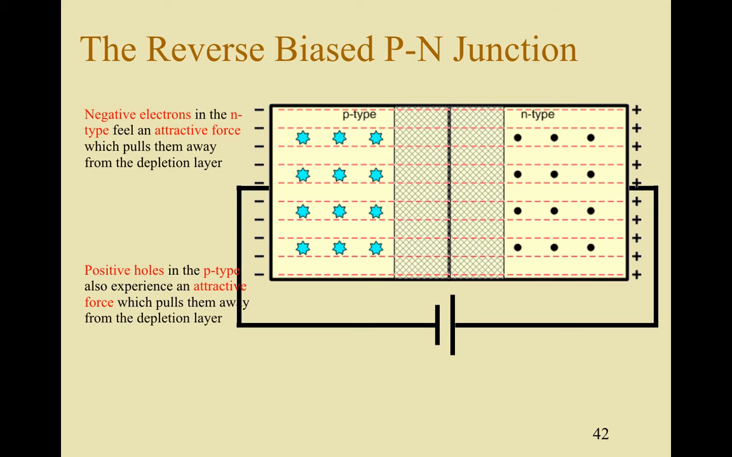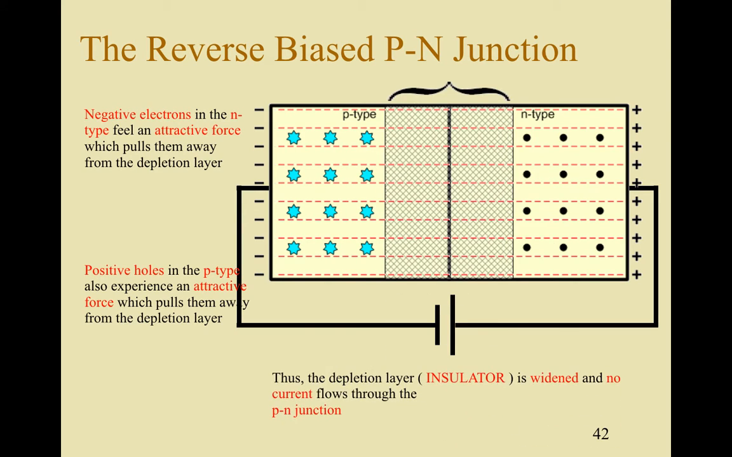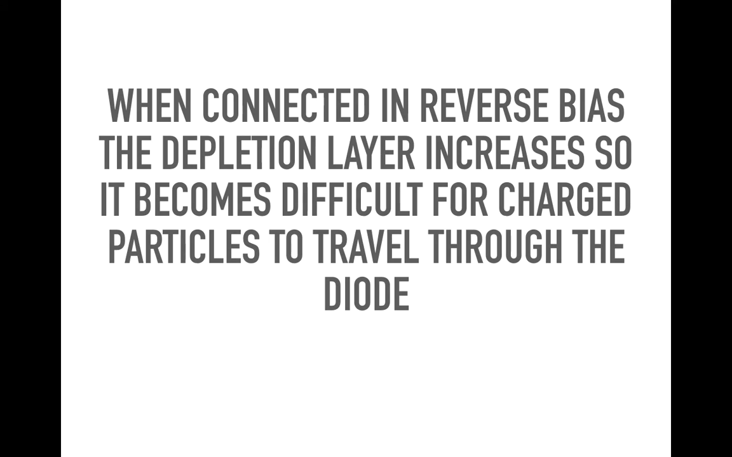So the depletion layer increases in size, and as a result the entire thing behaves as an insulator, and no current flows. So if the diode is connected one way, a current can flow. If it's connected the other way, no current can flow. So the diode behaves similar to a one-way valve. It will allow current to go one way, not the other. All right, so this is what you need to remember.